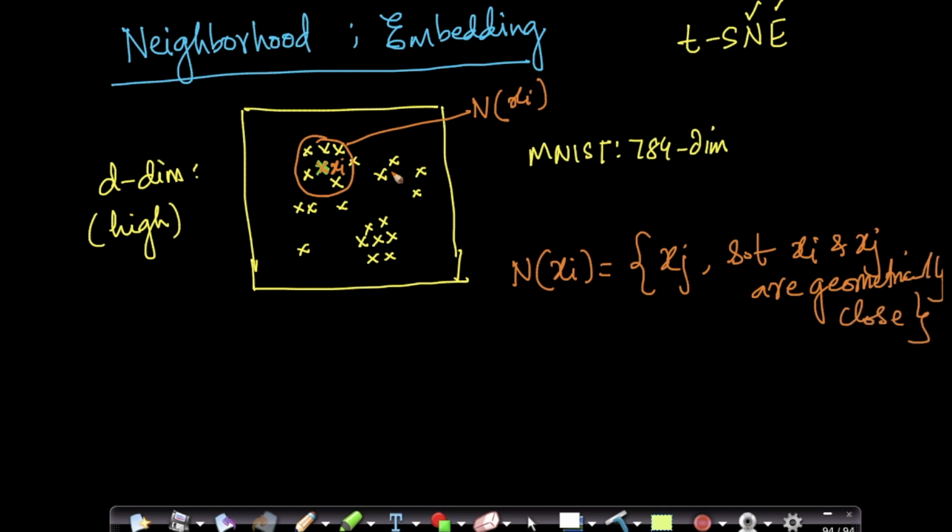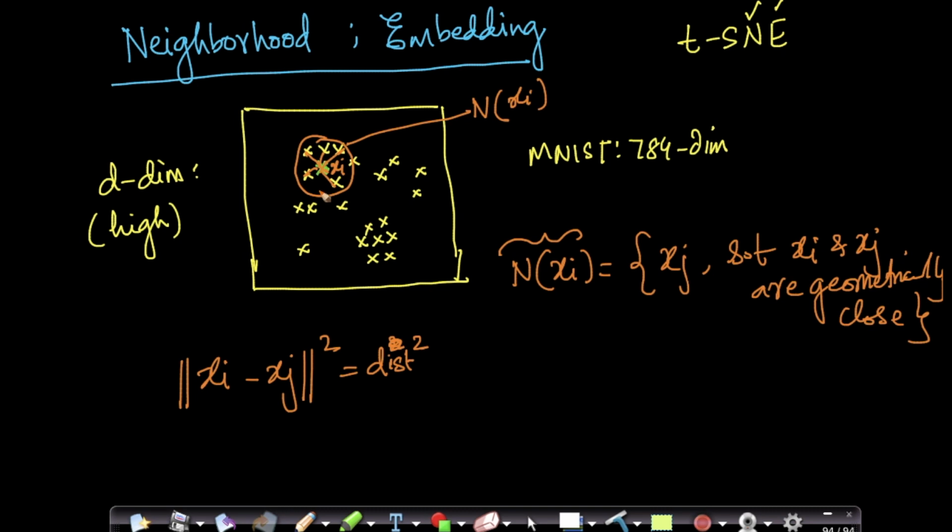What does geometrically close mean? It means if I take the distance between these points, the standard distance, where every point here is a vector in the d-dimensional space, which I can easily compute: if xi is one vector and xj is another vector, I subtract them, and this gives my distance squared, the distance between xi and xj squared. If the distance between two points is small, then I can define it as a neighborhood of my point.